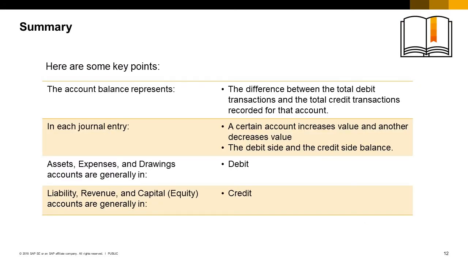Here are some key points to take away. The account balance represents the difference between the total debit transactions and the total credit transactions recorded for that account. In each journal entry, a certain account increases value and another decreases value in the debit side and the credit side balance. Assets, expenses, and drawings accounts are generally in debit. Liability, revenue, and capital, equity, accounts are generally in credit.